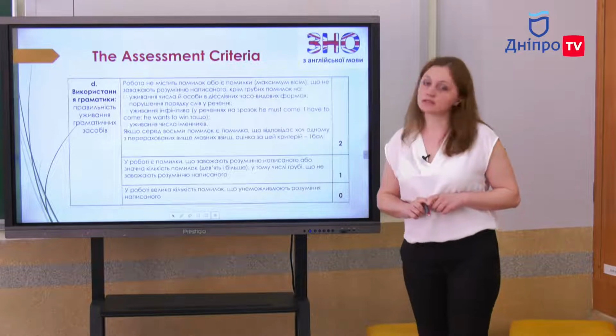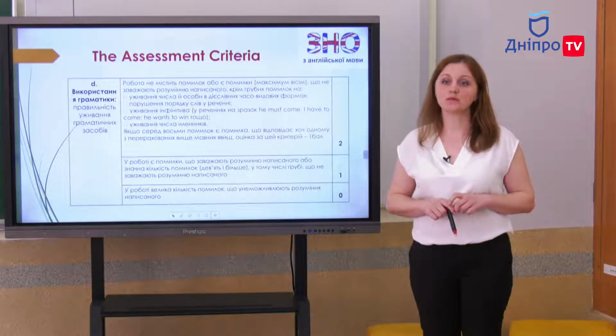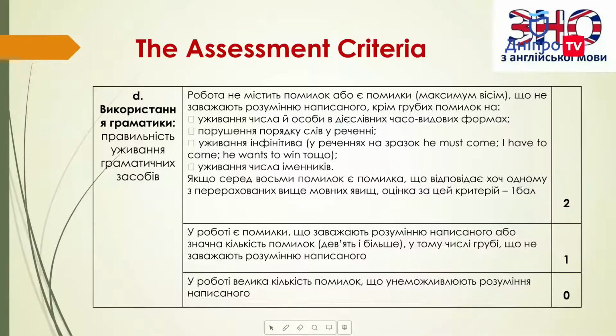The last criterion D assesses your knowledge of grammar. You will get 2 points if you don't have mistakes in your letter, or you have not more than 8 mistakes which are not serious. What are they? These are spelling mistakes, wrong grammar tenses, use of prepositions, articles, and others which do not belong to the list of serious mistakes. Let's look at what serious mistakes we can have.